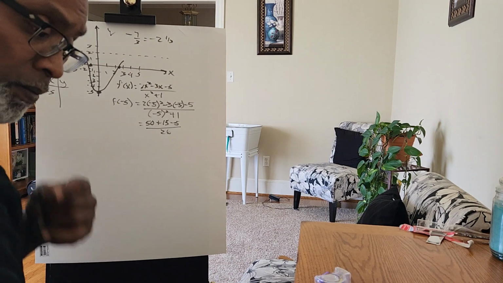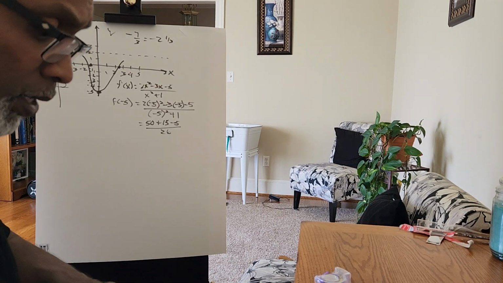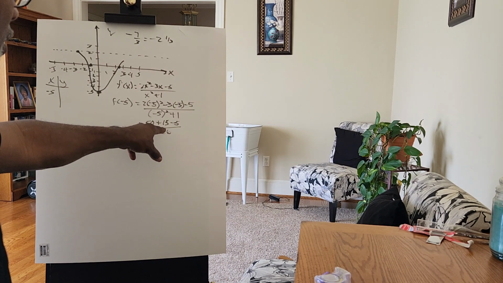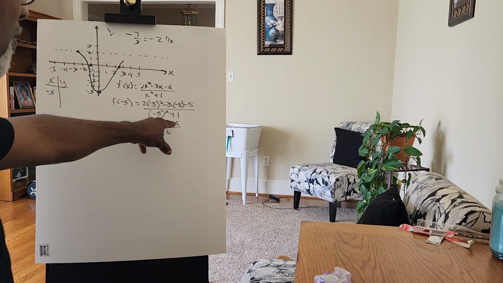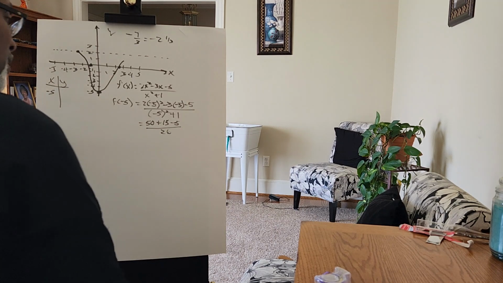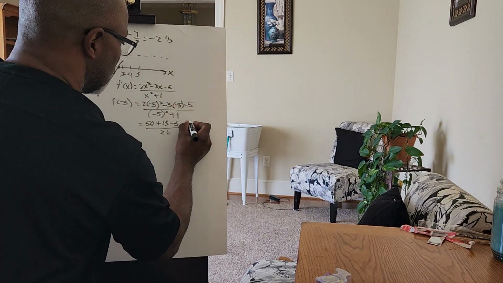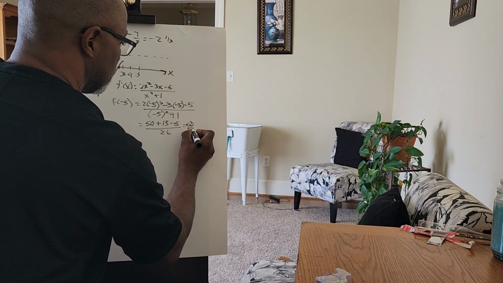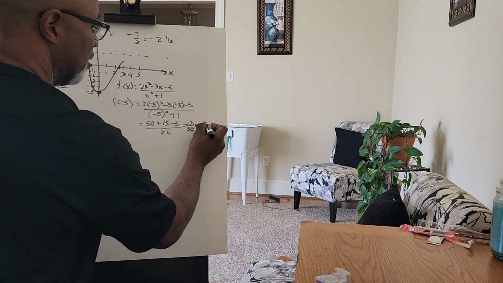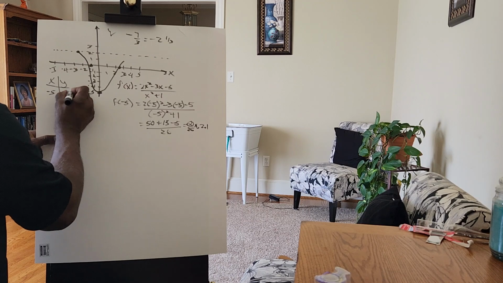Okay? All right. So take your calculator and do this. So this will be 65 minus 5 is 60 over 26, right? 50 plus 15 is 65. 65 minus 5 is 60 over 26. Take your calculator and do that. That's a little bigger than 2. I'm going to call it 2.1.